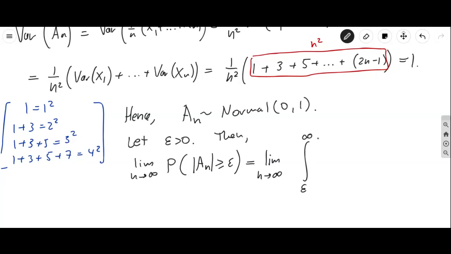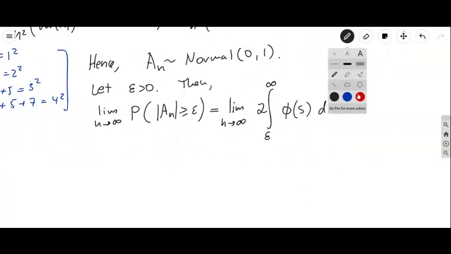Integral from epsilon to infinity, and then we're going to integrate the standard normal density function. And we're going to multiply it by 2 because of symmetry. It's symmetric: you're on the positive side and then the negative side. So as a picture, what we're saying is, here is the standard normal density function phi.